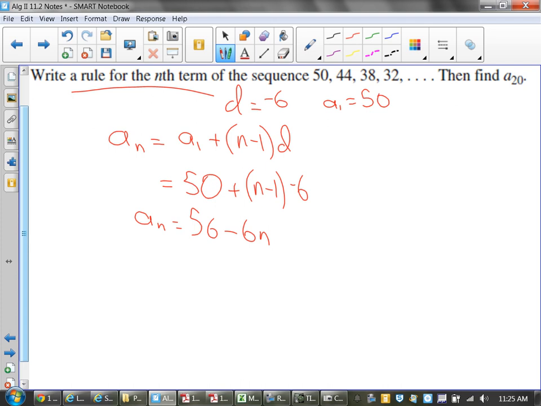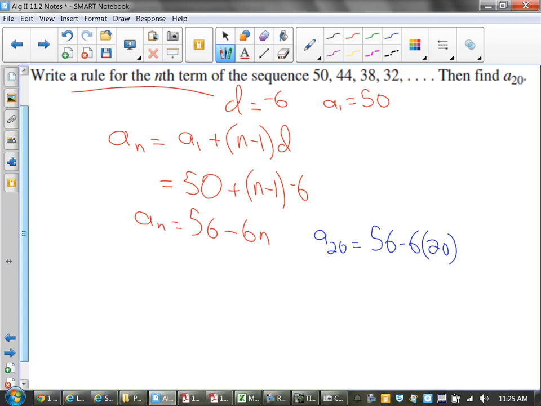And now, to find the 20th term, the 20th term will be 56 minus 6 times 20. Negative 1 times negative 6 is 6. 50 plus 6 is 56.